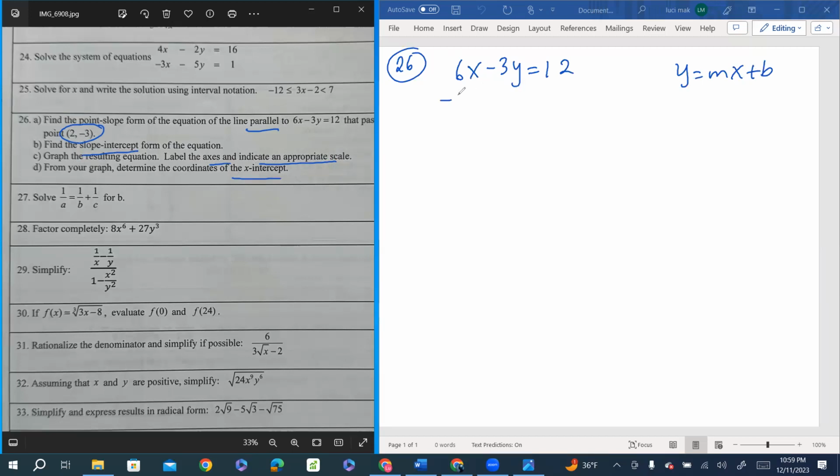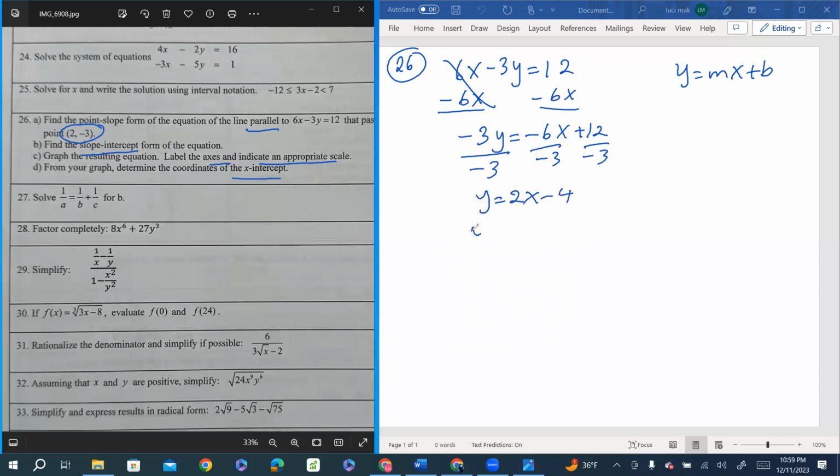So let me subtract 6x on both sides. So 6x minus 6x cancels out. Negative 3y equals negative 6x plus 12. I wrote negative 6x first because I want to have mx first. Now let's divide by negative 3 everywhere. So we get y equals negative 6 divided by negative 3, which is positive 2x, minus 4. Here, this looks like y equals mx plus b, where the slope m equals 2, and the y-intercept is negative 4, which is (0, negative 4), by the way. We only need the slope.